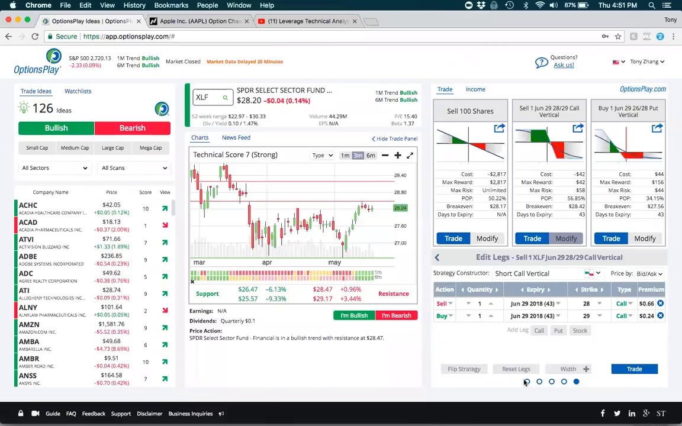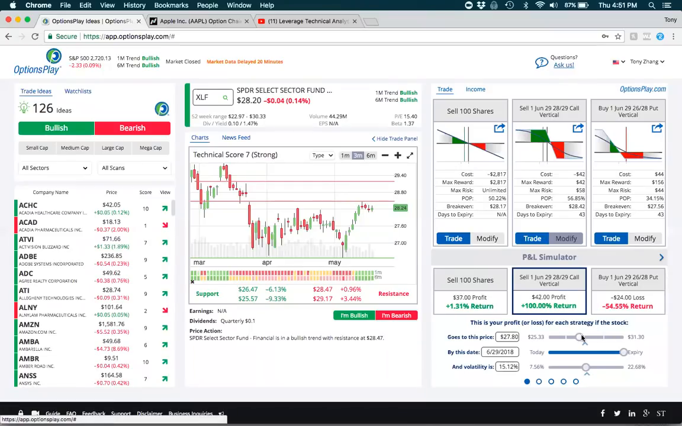But as you can see here, if the stock starts to move even modestly lower, like 27.5, let's say it goes back down to 27.60, which is where it was just a few days ago, you're going to make 100% profit. You're going to keep that $42 credit that you received by selling this credit spread. So those are two different ways that you can trade basically a stock trading near its support or resistance level.